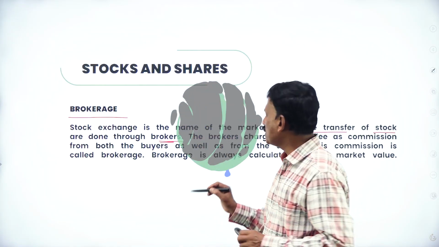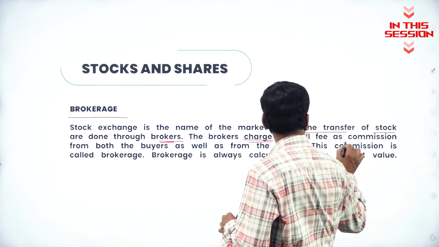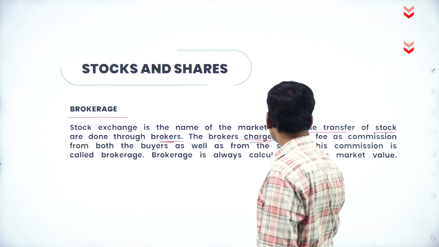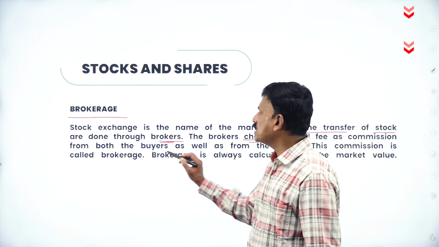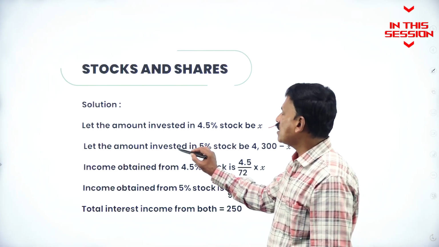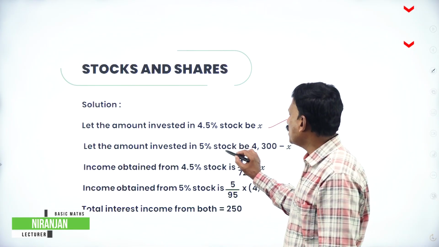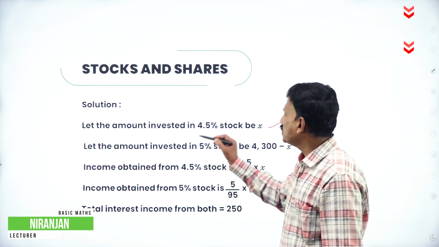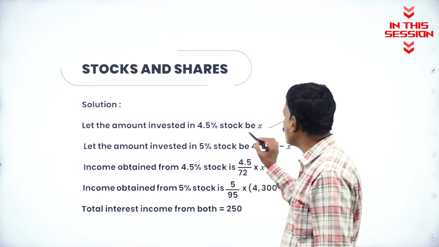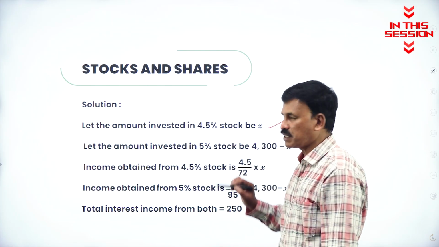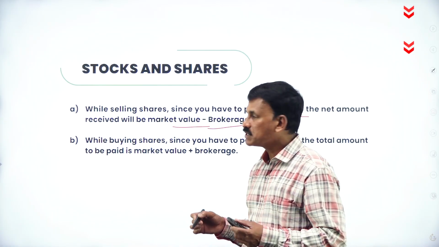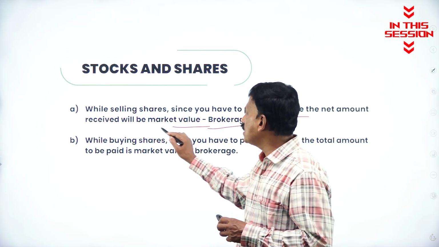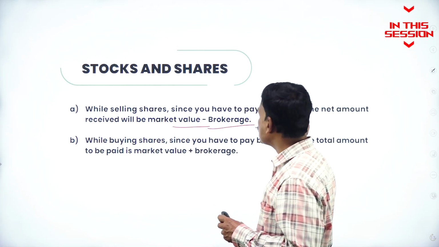The brokers will charge a small fee as commission from both the buyers as well as from the sellers. This commission is called the brokerage. Let the amount invested in 5% stock be 4,300 minus X. Initially he invested X in 4.5%. While selling, you are going to get the net amount. The net amount received will be market value minus the brokerage.